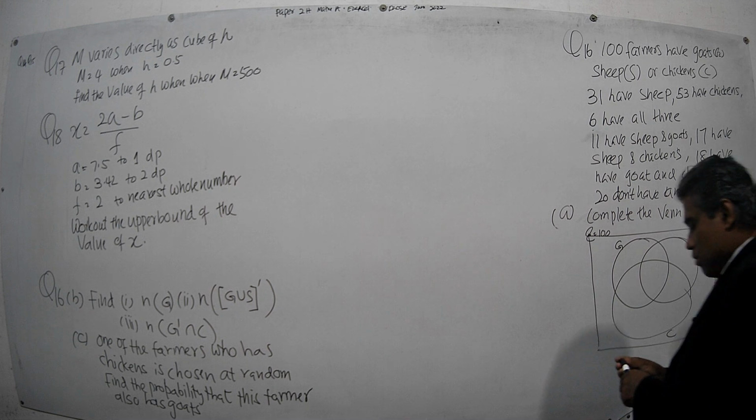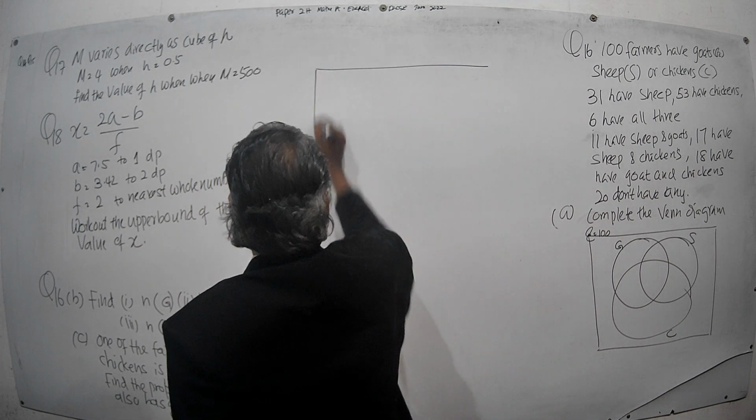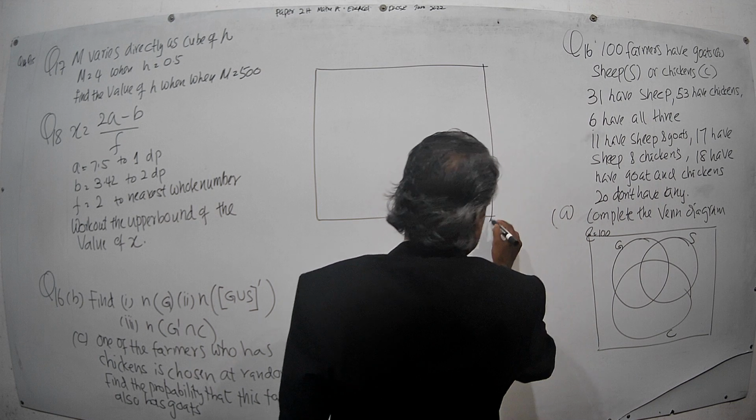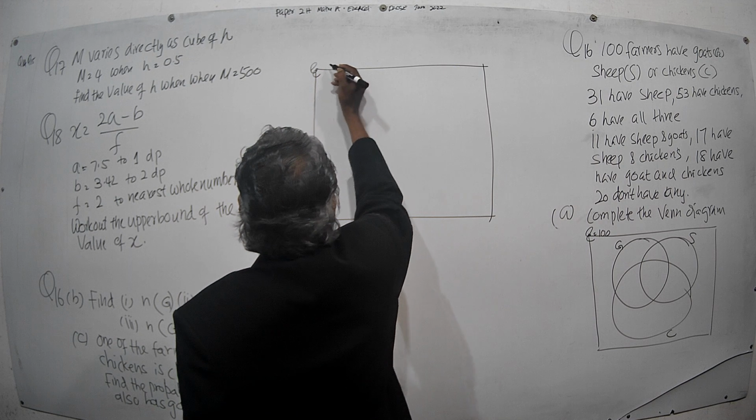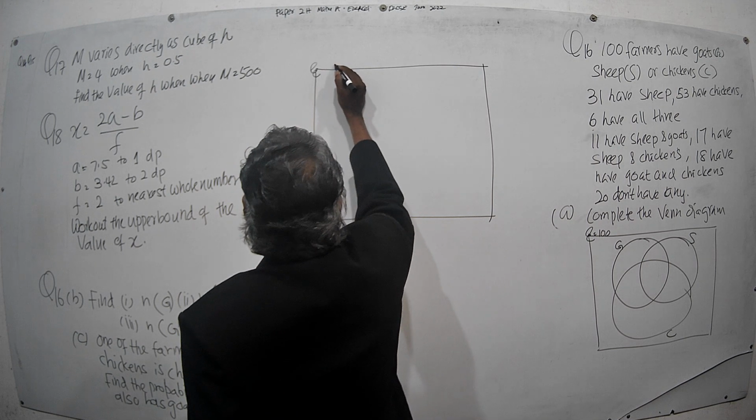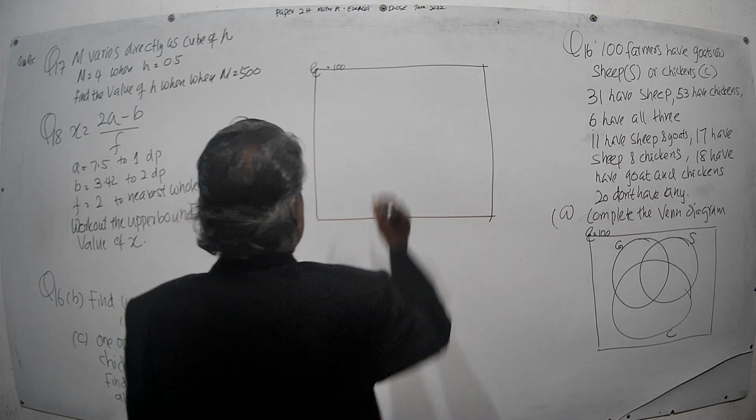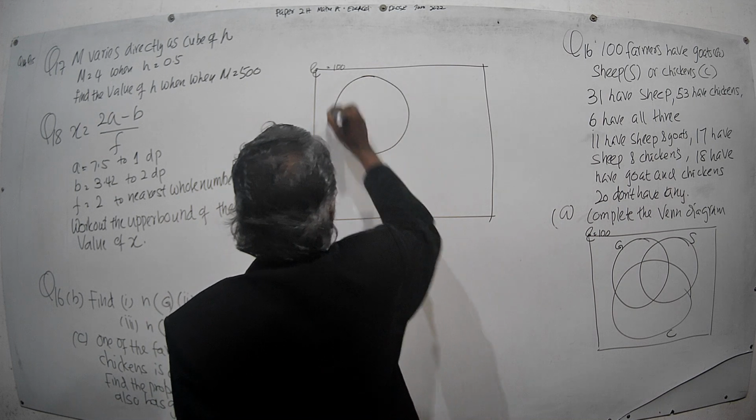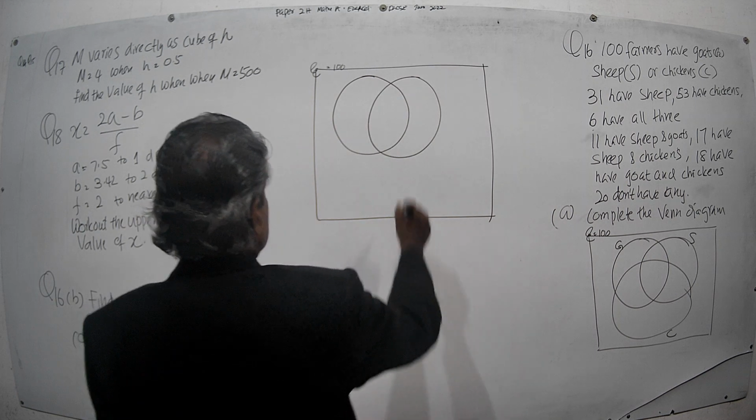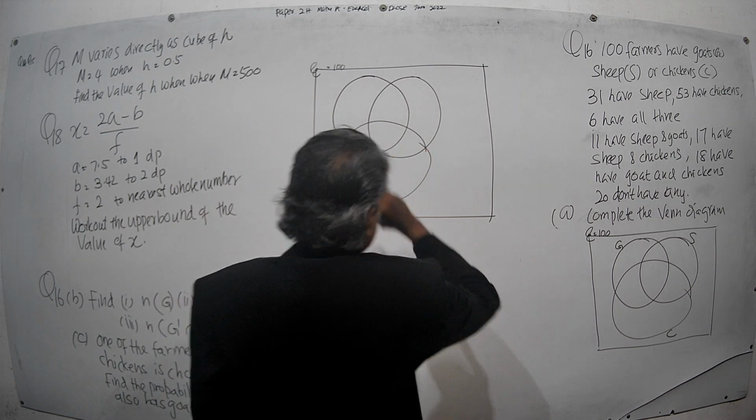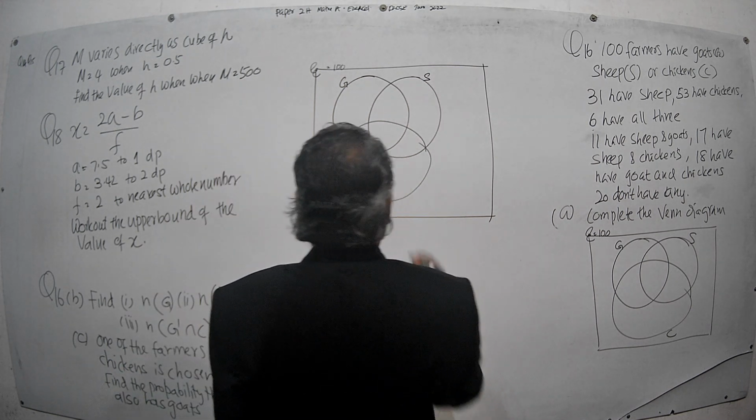Right, now there is a Venn diagram drawn. Again, I will redraw the Venn diagram here, like this. All together 100 farmers. Then there are goats, sheep and chickens. Goats here denoted by G, sheep here denoted by S, then chickens here denoted by C.